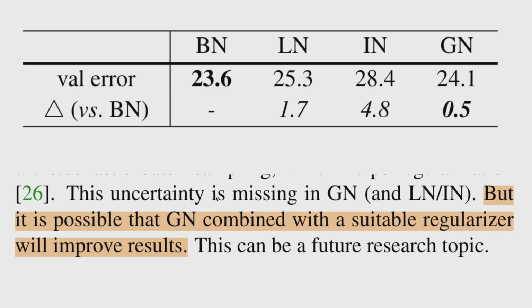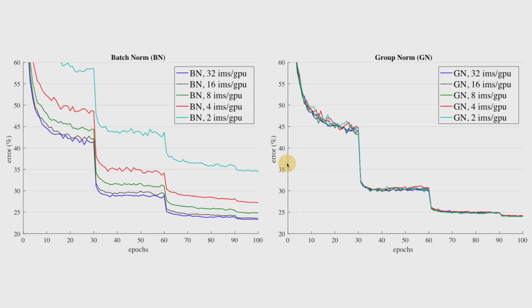One thing that I want to keep in mind is that they recommend that for group norm, you can combine it with a regularizer to bring back some of that regularization that the noise in the batch normalization was doing, and maybe that'll improve the results. So future research topic, I'm sure someone's done it, certainly something I'll want to explore.